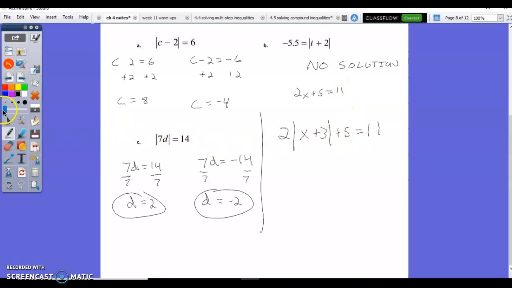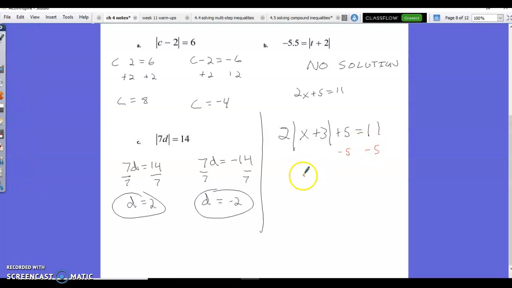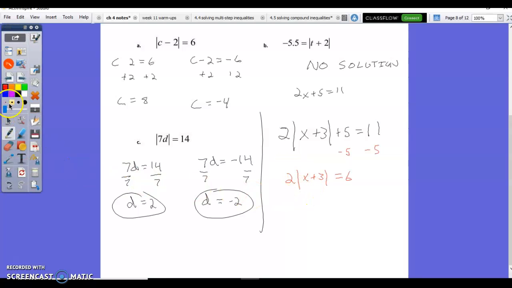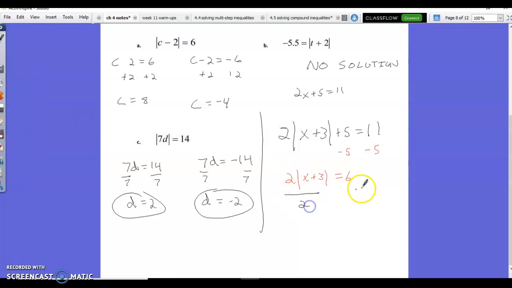So we're going to do the exact same thing here. We're going to start by subtracting 5 from both sides. We rewrite the problem. 2 times the absolute value of x plus 3 equals 11 minus 5 is 6. The absolute value portion is still being multiplied by 2, so it's not by itself yet. So I am going to divide by 2. Then that gives me the absolute value of x plus 3 equals 6 divided by 2 is 3, because these would divide out.